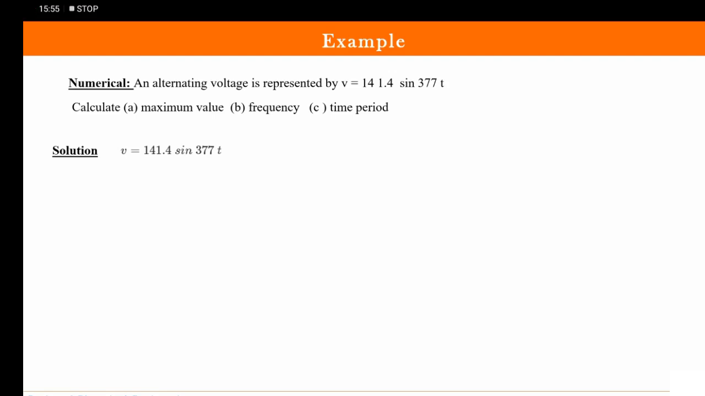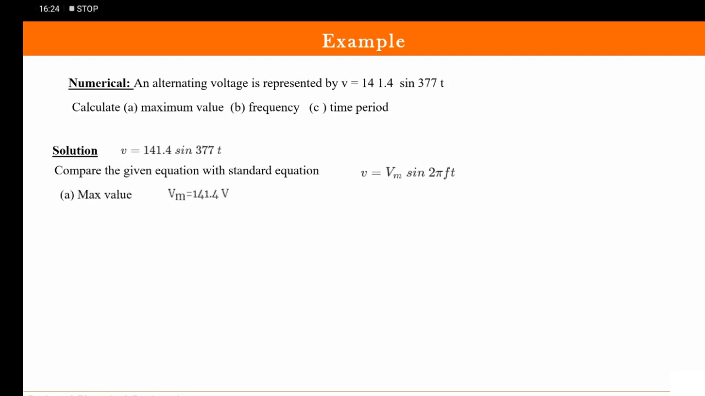Okay, so first we will write V is equal to 141.4 sine 377t. Do you find anything similar we have heard of? Yes, this is something like Vm sine omega t. So we will write the standard form and then compare it. Compare the given equation with the standard equation, which is V is equal to Vm sine omega t, where omega is 2 pi ft. After comparing, the maximum value Vm comes out to be 141.4 volts, and then 377 will be compared with 2 pi f.